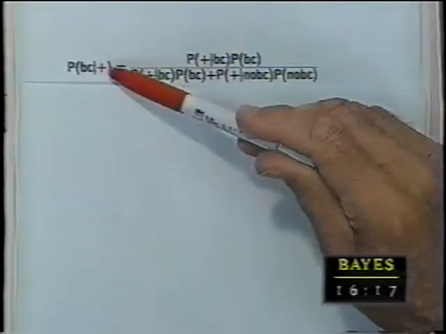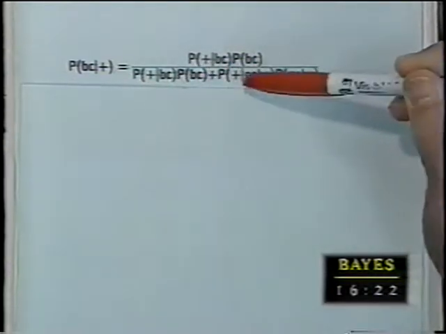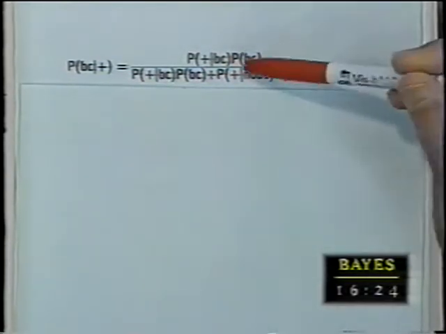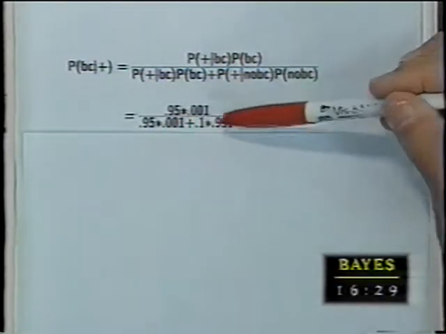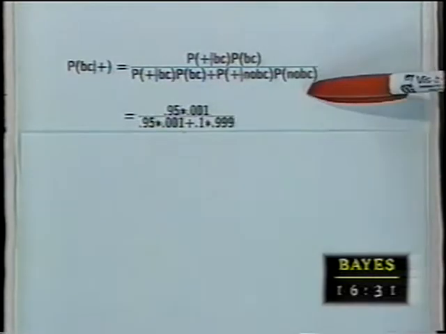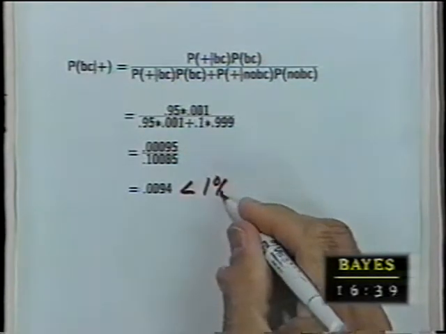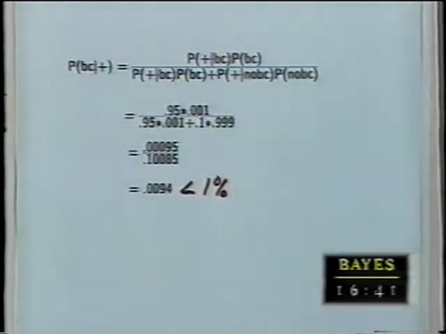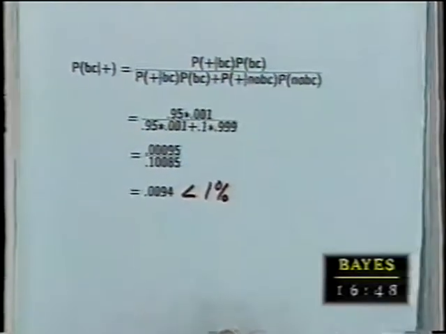Probability of breast cancer given a positive test, over the probability of a positive test given breast cancer times the probability of breast cancer, plus the probability of a positive test given no breast cancer times the probability of no breast cancer. And plug in the data. 95%, 1/1,000th, 10%, 0.999. Working it out, we end up with, again, a number less than 1%. Less than 1%. In spite of the fact that the numbers we saw bandied around were somewhere between 10 and 95. It's less than 1%.